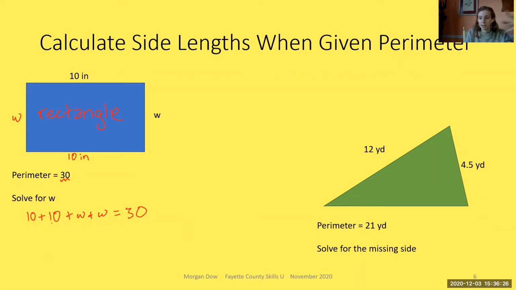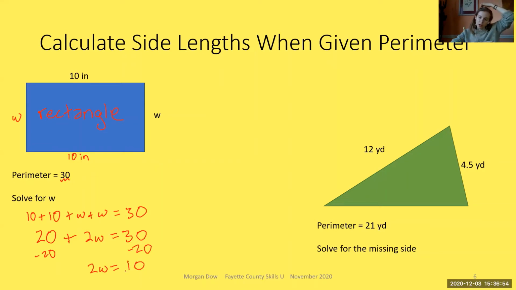Now those 10s, I can go ahead and add those together. That gives me 20. And a W and a W, well, that's 2 times W. So now I have an equation that I can solve for W. I'm going to subtract that 20 away. And so I have 2W's equals 10, right?